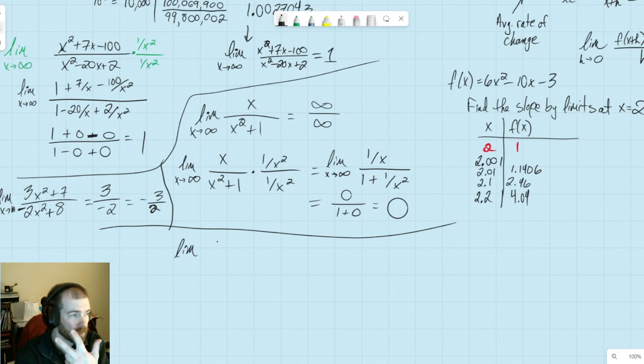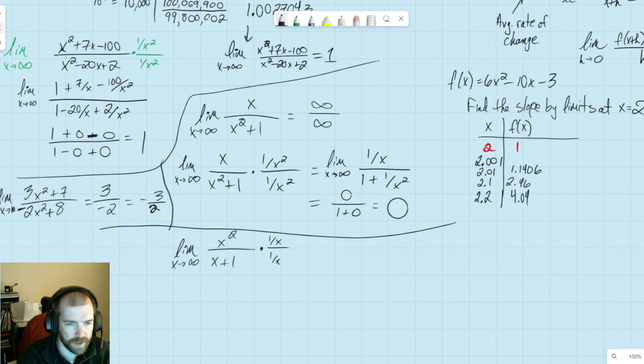All right, third option, as x goes to infinity, you get something like x squared over x plus 1. All right, so go the other way that we had it from before. We multiply all terms by 1 over the highest degree term in the denominator, and it gets us 1 over x.